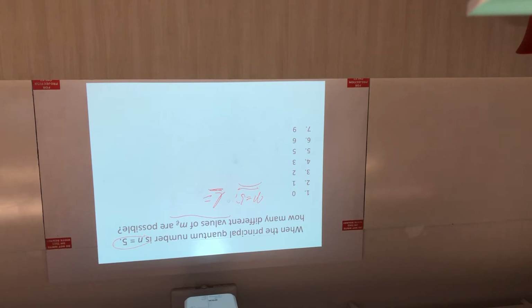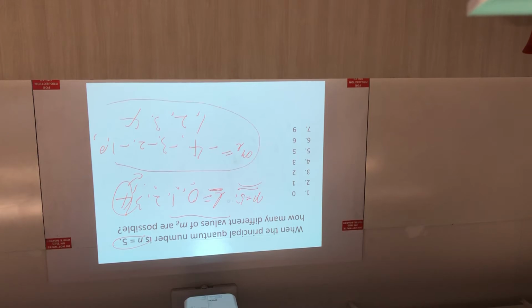So 0, and then 1, 2, 3, 4. And then which angular momentum number will give you the largest variety for this ML? Of course, the 4, isn't it? So our ML is going to start with minus 4, isn't it? Minus 4, minus 3, minus 2, minus 1, 0, and then 1, 2, 3, 4.